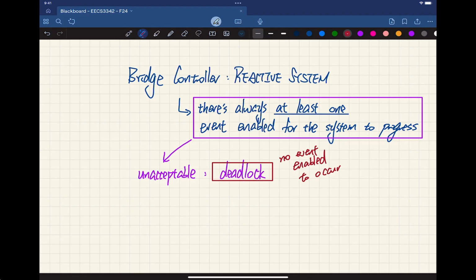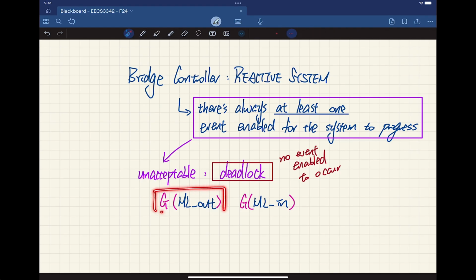And let's assume the following. Let's use some notation here. For our bridge controller so far, we got two events, right? We got ML out, and also we got ML in. These are the two events. Let's say we have some function g to retrieve the guard. So this expression over here is going to give you the guard for event ML out. This is going to give you the guard for event ML in. What they are exactly, we'll get to it. But for now, just conceptually, we got two guards. And of course, if you got a model with more events, you just got to put more guards into the context. Okay, for now, just two.